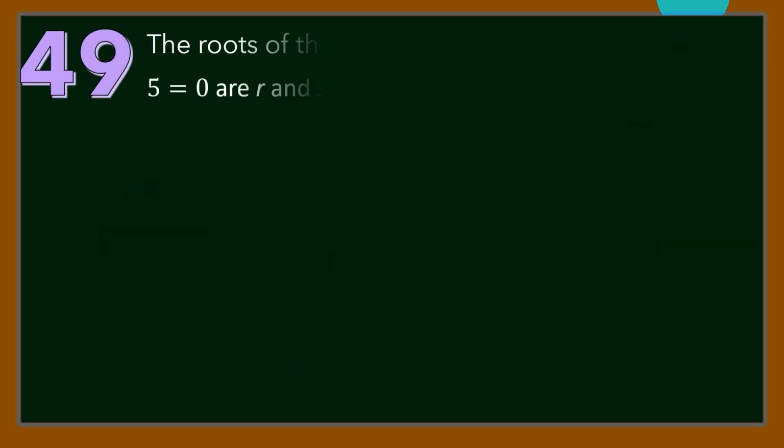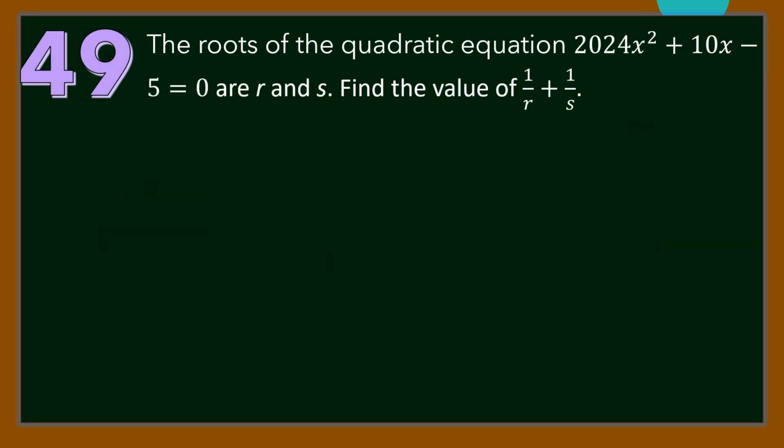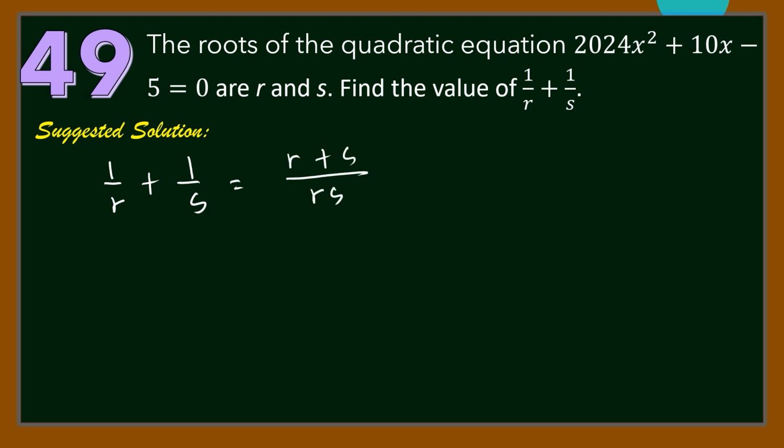Number 49. The roots of the quadratic equation 2024x squared plus 10x minus 5 equals 0 are r and s. Find the value of 1 over r plus 1 over s. Here is our suggested solution. 1 over r plus 1 over s is equal to r plus s over rs.